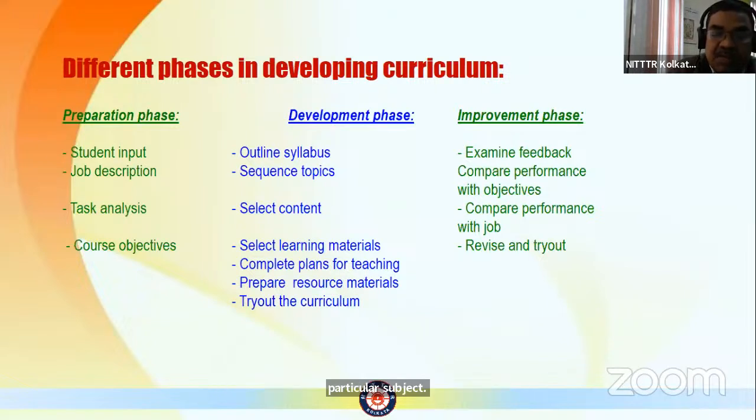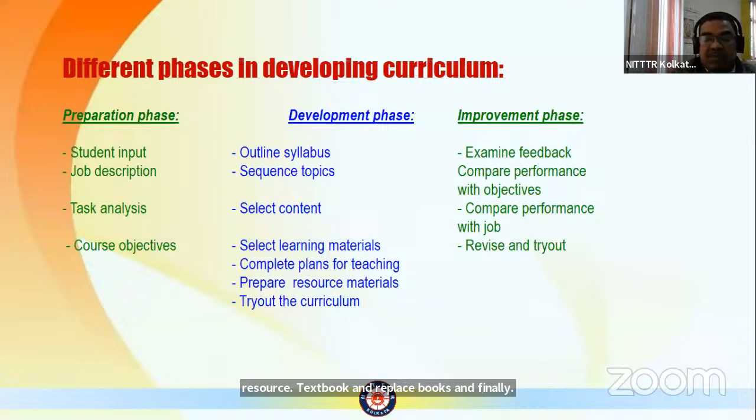Different resource materials, such as textbooks and reference books, and finally you can decide that your curriculum is ready. You can implement or administer the curriculum. But before administering the curriculum, you will have to validate it. Who will validate the curriculum?